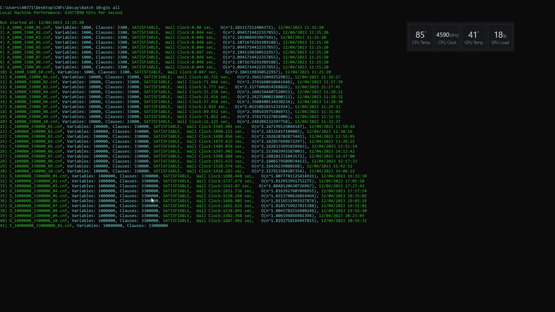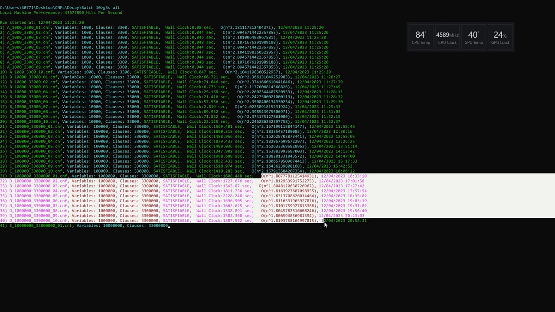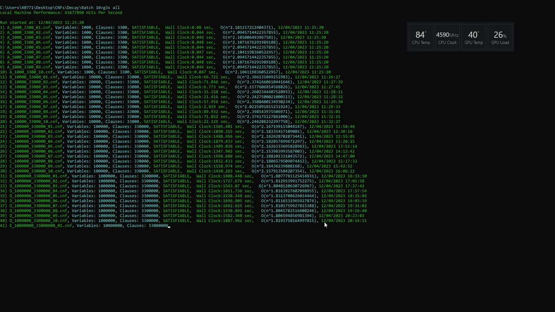Hello again. Okay, batch D is done. Batch D, 1 million inputs, 3.3 million clauses. And it looks to me that the average order of complexity is around n to the 1.8, so less than n squared, which is spectacular in my mind. Whoever understands complexity knows that this kind of execution complexity is spectacular.